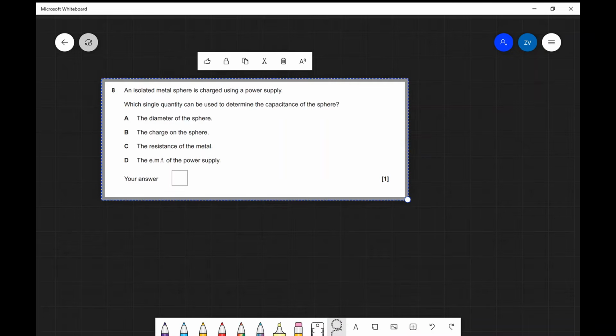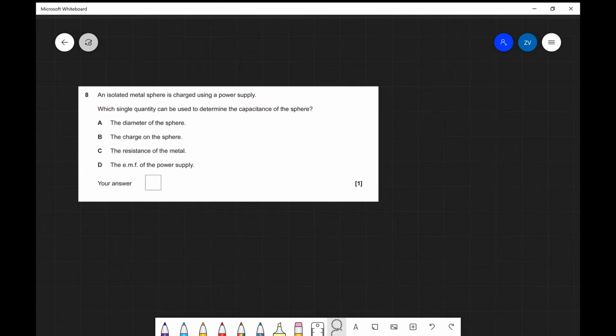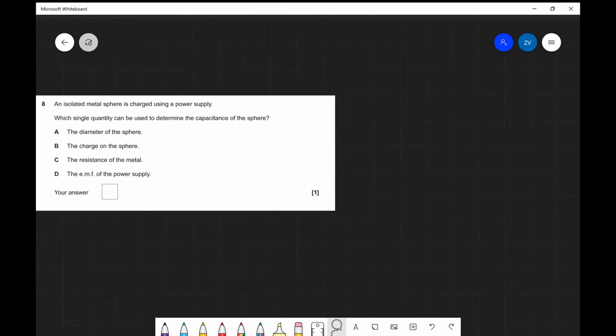Question 8. An isolated metal sphere is charged using a power supply. Which single quantity can be used to determine the capacitance of the sphere? Now, if we look into your formula sheet, you're going to find a formula for the capacitance of a sphere. It doesn't explicitly tell you that it's the capacitance of a sphere, but the formula is that C is equal to 4 pi epsilon naught R.